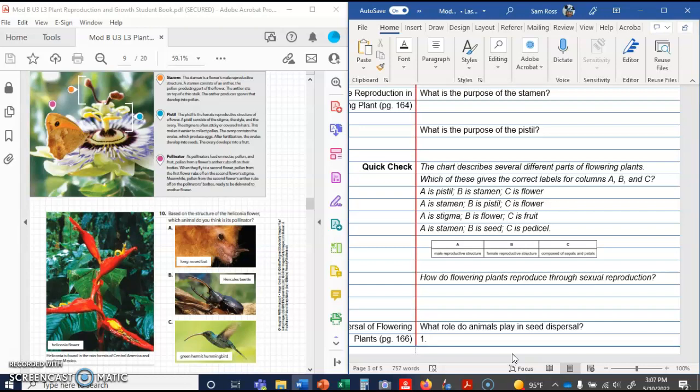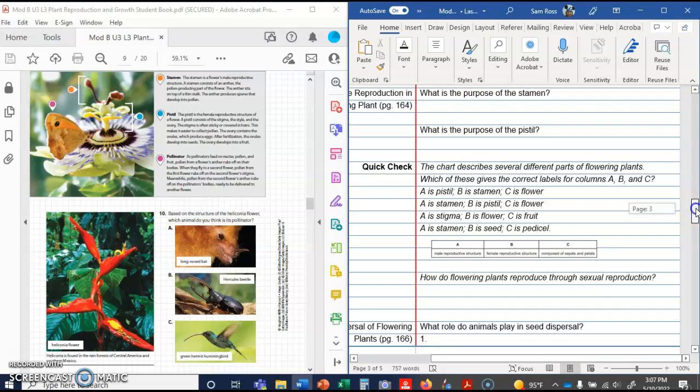Okay, and then how do flowering plants reproduce through sexual reproduction? The male reproductive structure, the stamen, produces pollen. Pollinators such as insects or the wind carry pollen to the female reproductive structure, the pistil. We could go on about the fertilization of the ova and all of that, but we don't have to.